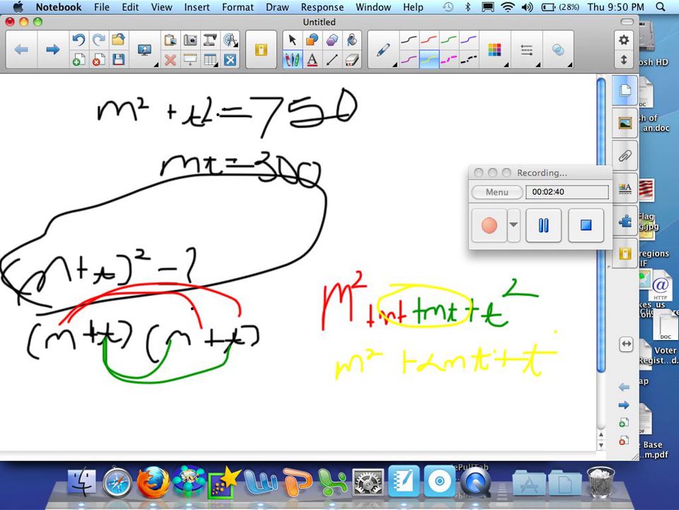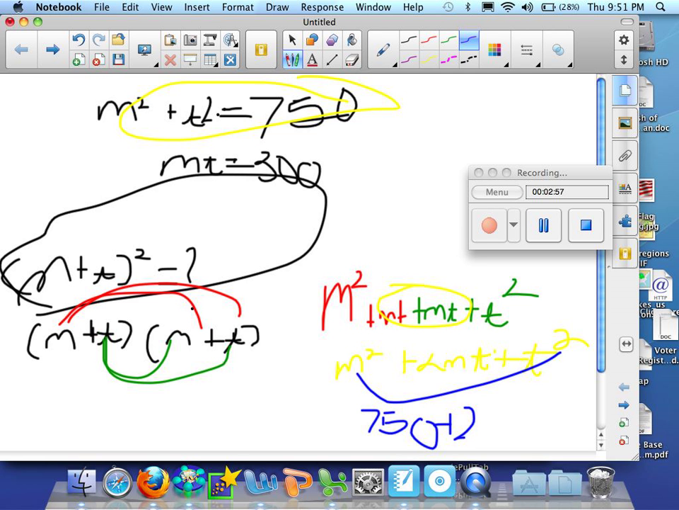Let's look at what we have and what we were given. If we go back, we know m squared plus t squared is 750. So, yay, so fun. Those two together are 750. And then we've got 2mt. We don't know what m is and we don't know what t is, but we know mt together is 300. So 2 times 300, we'll put the 300 in for the m and the t, is 600.